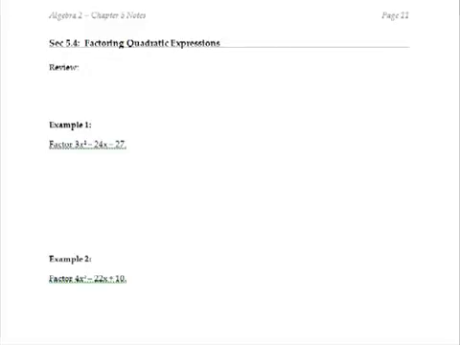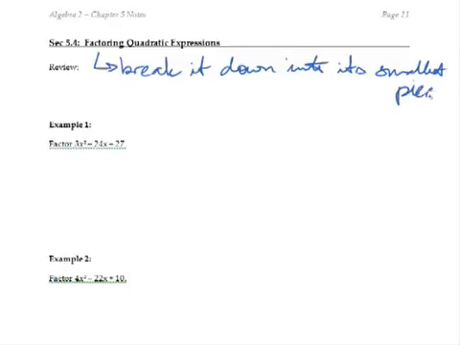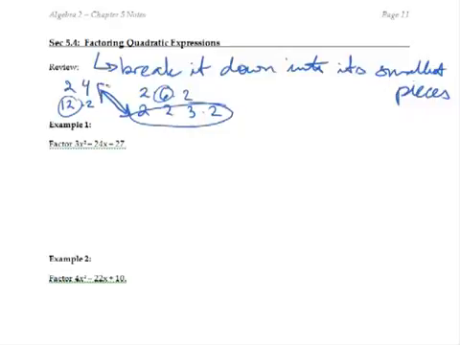We said that when you factor something, that is to break it down into its smallest pieces. So for example, if we talk about the number 24, you could break down 24 into 12 and 2, but then you can also break up the 12 even further. So you could break this up into 2 times 6 times 2, but then also remember the 6 could break up even further. So we'd say 2 times 2 times 3 times 2. That would be the factored form for 24.